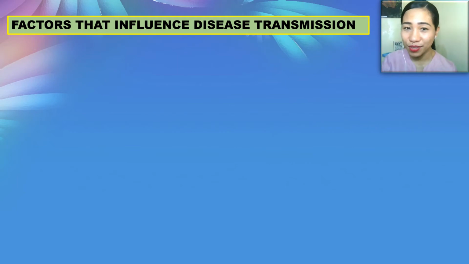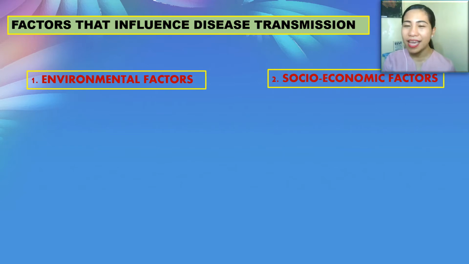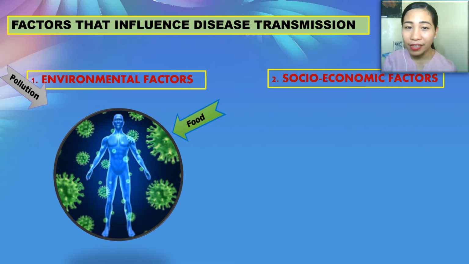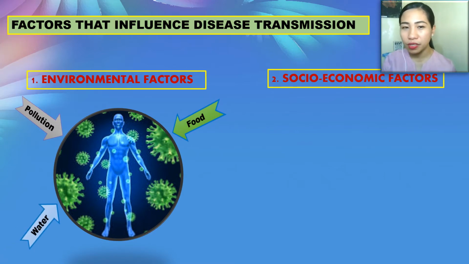Okay, so now what are those factors that influence disease transmission? So we have two, the environmental factors and the socioeconomic factors. Environmental factors could be food, water, and pollution. Food and water because sometimes of poor sanitation. Pollution also plays a major role in disease transmission, as evidenced by floods during the rainy season. These floods are the culprits in the spread of leptospirosis.